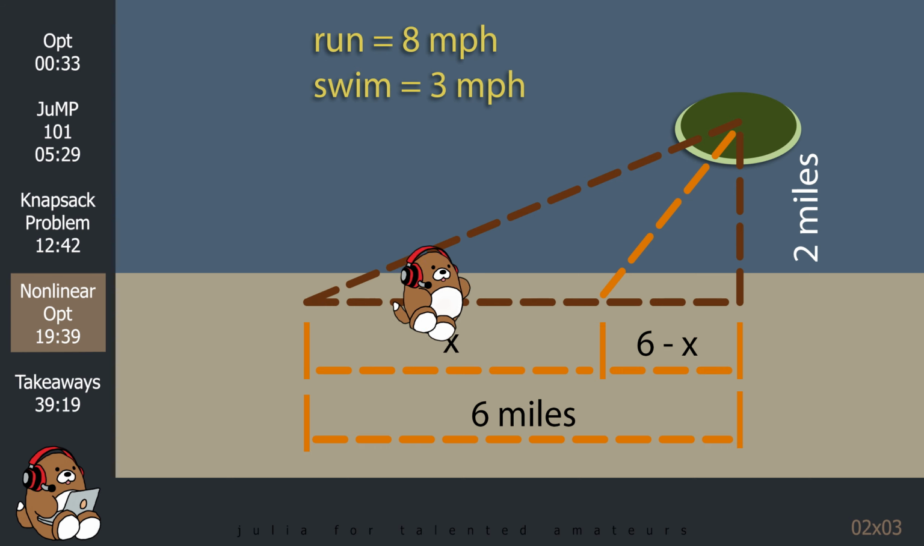A naive guess would be to run all 6 miles east along the beach and then make a sharp turn north and swim 2 miles to the island. However, is there a different point along the beach where the racer should enter the water and swim to the island in order to minimize the total time? Let's see how to solve this using JuMP.